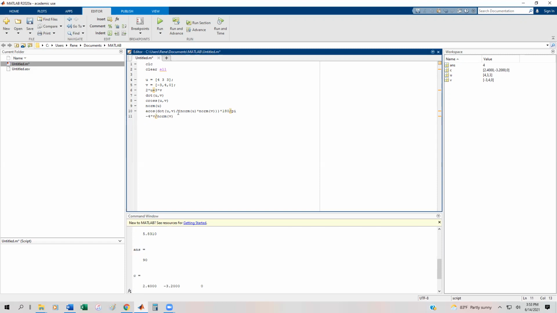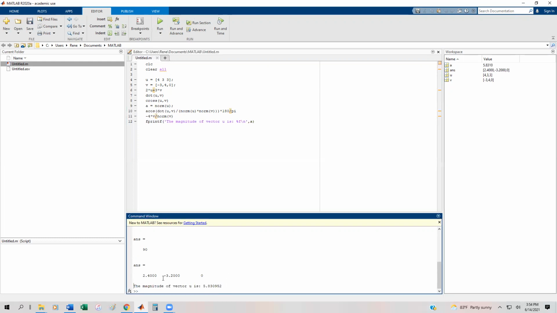We could certainly assign this to an fprintf statement. For instance, I could assign the norm to a variable a, and then do an fprintf and say the magnitude of vector u is colon, and I'll use a %f and \n. Then I'll use the apostrophe and say comma a, because I assigned it to a. If we wanted to, not that we have to, we get our magnitude that way. It works nicely and gives us a nice formatted statement.